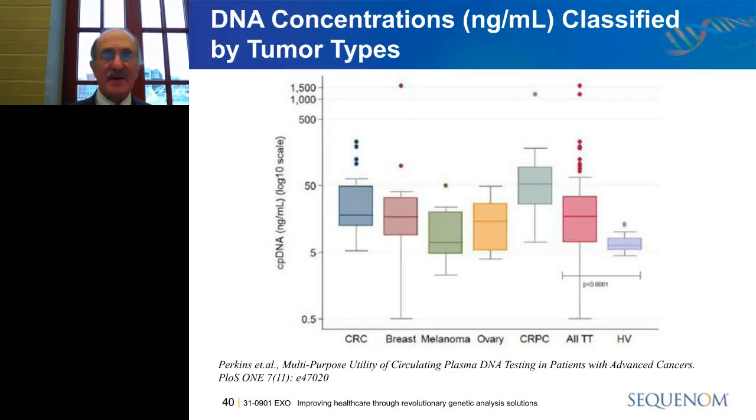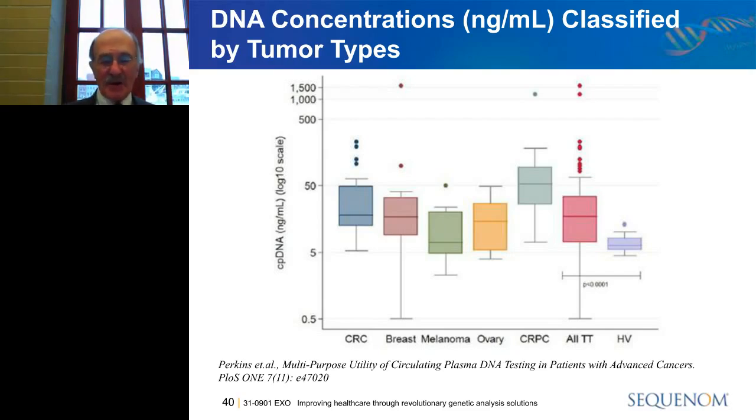So this breaks it down, total DNA abundance in blood, in colorectal cancer, breast, etc., all the way to healthy volunteers. And you can see that in almost every kind of cancer, there's significantly more DNA in blood than in healthy volunteers. You can also see from patient to patient a huge range in DNA concentration. Again, this is total DNA concentration.